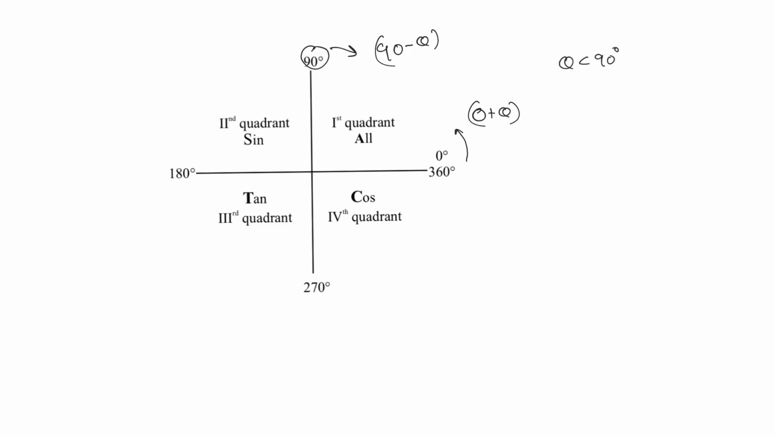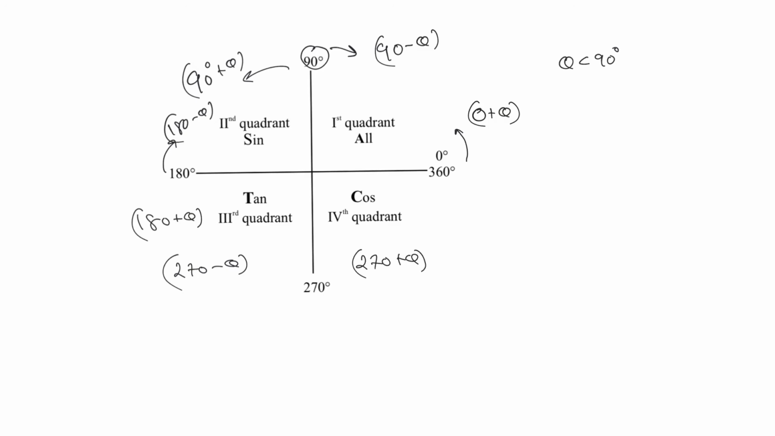Same as that, you can write 90 plus theta. So 90 degree plus theta, or you can take it as 180 minus theta, is in the second quadrant. Same as you can write 180 plus theta and 270 minus theta are in the third quadrant, and 270 plus theta and 360 minus theta, or since we are starting from here, 0 and 360 are both the same, 0 minus theta is in the fourth quadrant.